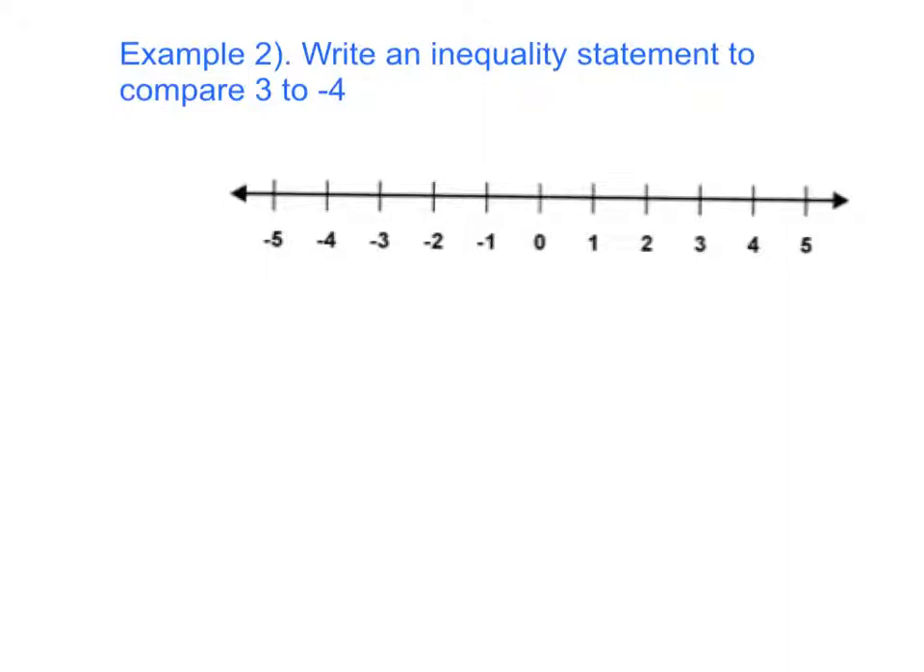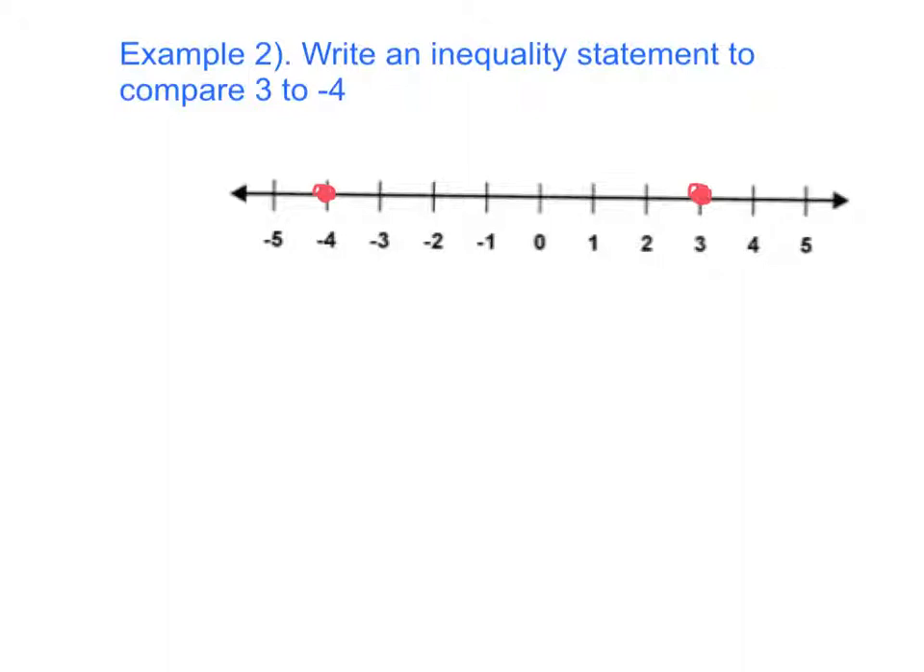So example 2, write an inequality statement to compare 3 to -4. So I told you we could use a number line for this, so I'm definitely going to use a number line to write that inequality statement. So the first thing I'm going to do is locate 3 and -4 on the number line. Here would be 3, and here would be -4. If I remember how a number line works, the value of my numbers increase as I go from left to right. So my numbers on the left are smaller than my numbers on my right.